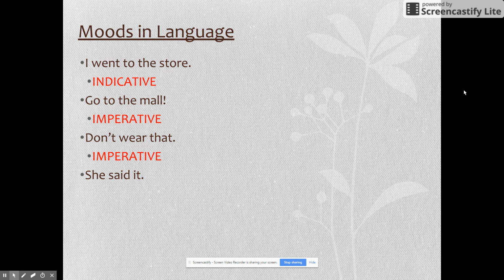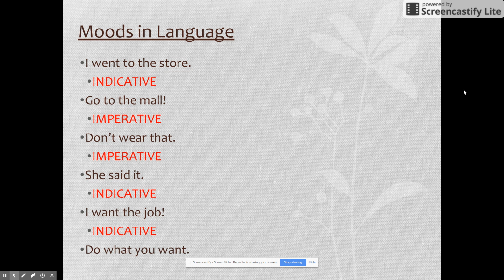Next one, she said it. What's that going to be? It's indicative. Okay, last few, we have I want the job. That would be indicative because it's not a command. Do what you want. Last one, see if you can get it right. It's imperative. Great job. So the difference between indicative and imperative, now we get to talk about subjunctive.